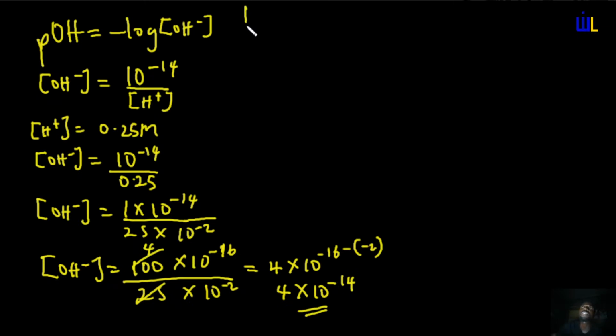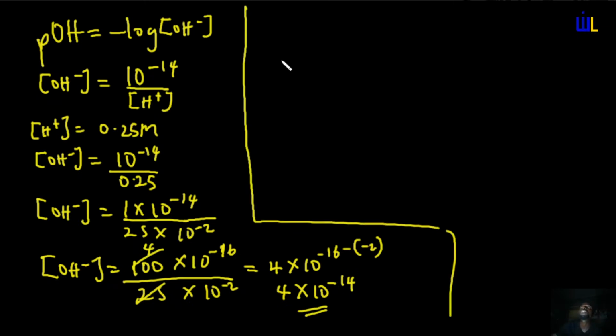Now that we've gotten that, let's put it into pOH, because when you are asked to find pOH with this formula, you need the concentration of hydroxyl. So we'll use pOH equals negative log of 4 times 10 raised to the power minus 14.